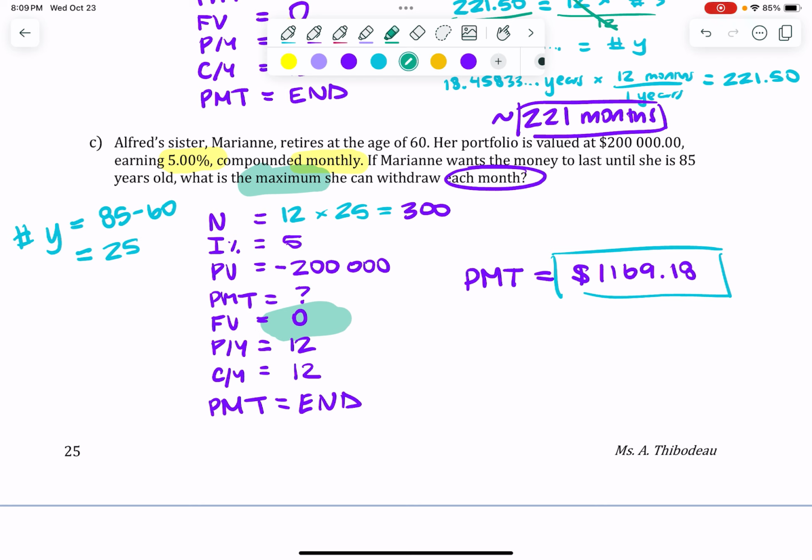Because if it just says, what could she withdraw each month to make the money last? She could withdraw a penny. She could withdraw a nickel. She could withdraw $5.72. But what's the max she can withdraw? Well, the max she can withdraw would be enough so that at the very end, she is left with $0 left.